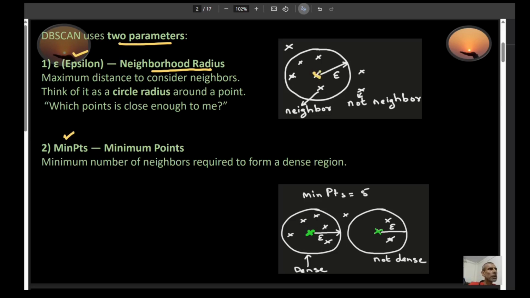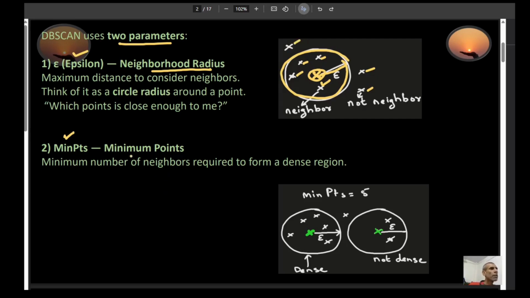Suppose this is your point right here, and your epsilon is some number. Let's say this is 0.5, 0.6, could be any number. So you draw a circle like this of that radius. The reason you draw the circle is because you're trying to find out how many points are close to me. Any point that falls inside this radius is your neighbor. So in this case, this is a neighbor, this is a neighbor, this is a neighbor, this is a neighbor of this point. These 2 points are not neighbors. This is not a neighbor.